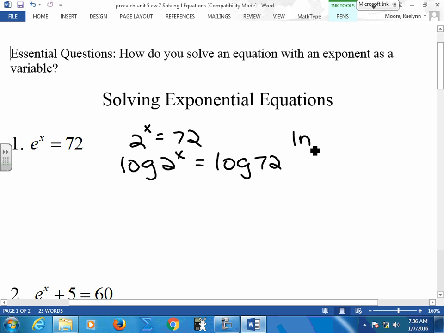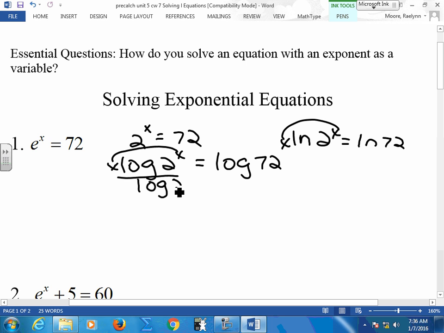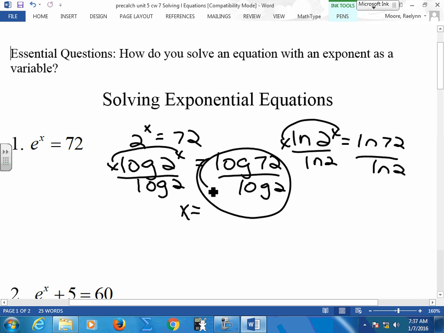Can I also do ln to both sides? It's going to work the exact same. Now, using my power rule, I can bring it down. And then all I have to do is divide by log 2, or ln 2 in this case. Now, if I want the exact answer, this is my exact answer. If I want it rounded to 3 decimals, I put it in my calculator and I round it to 3 decimals. These work the exact same way. You'll get the exact same answer.